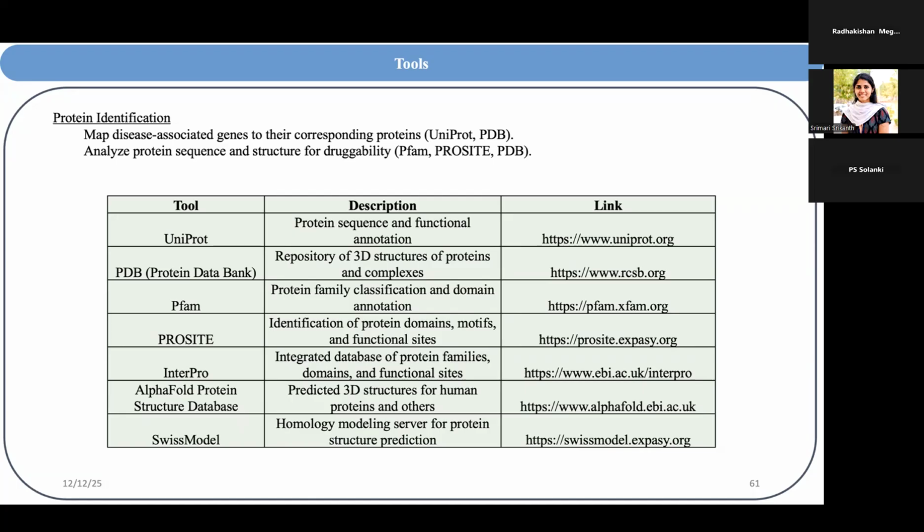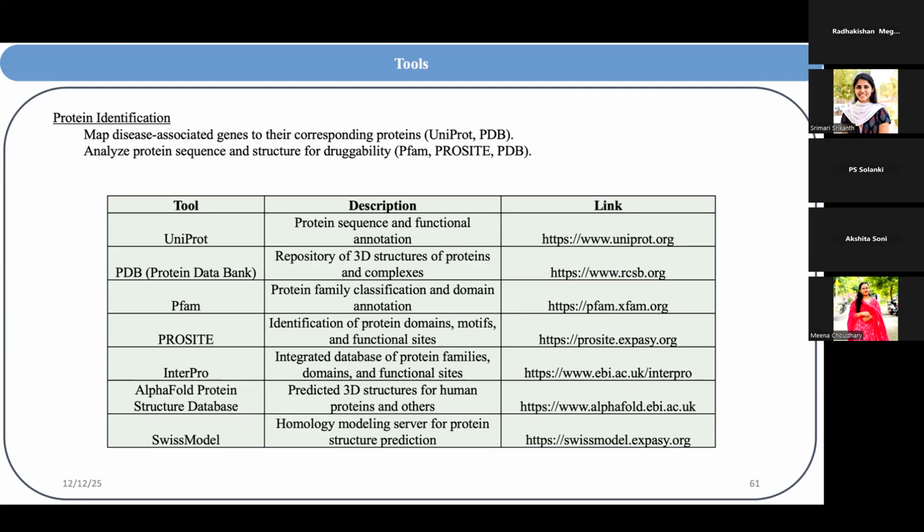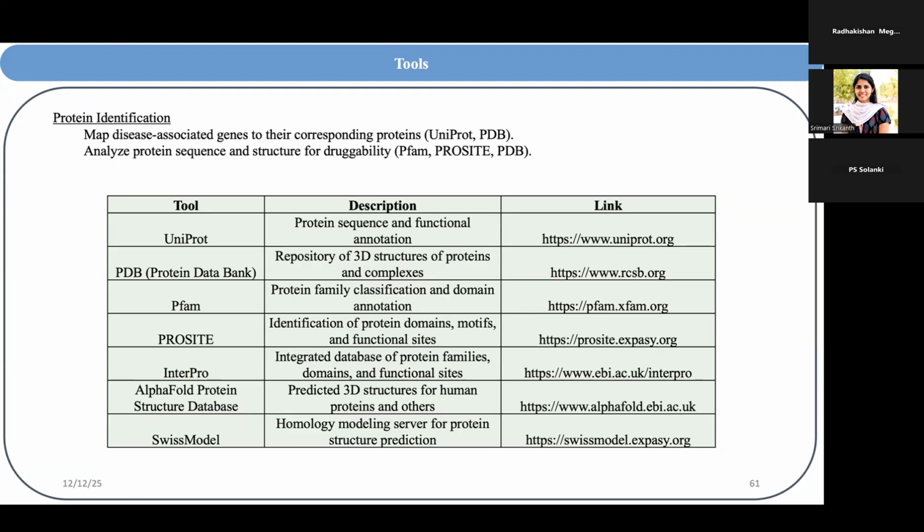From this slide, what we get is each protein sequence, its structure and functional sites. This is helpful to assess if the protein is druggable, and it helps us to proceed with the next step of designing the inhibitor.